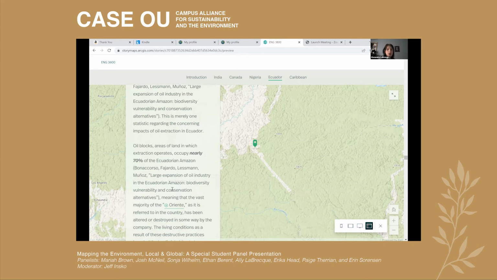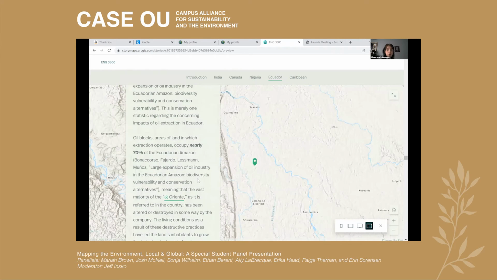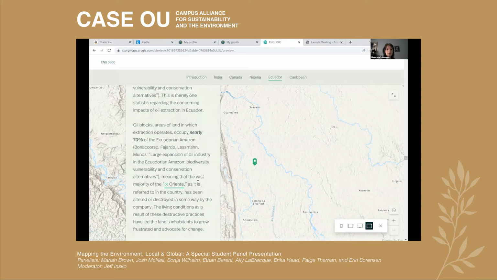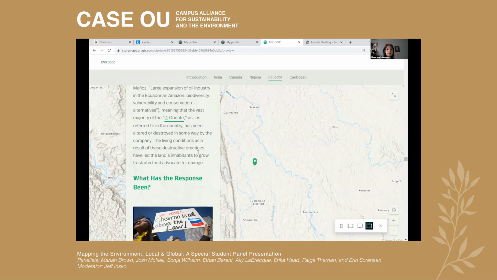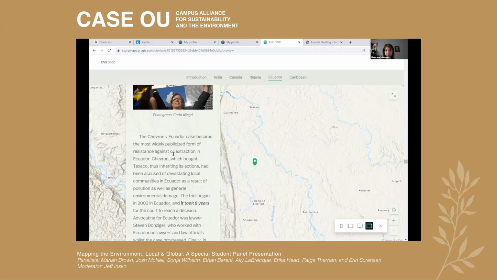And then oil blocks occupy nearly 70% of the Ecuadorian Amazon, which is right over here, the Orient, which basically means that about 70% of this entire region of land has been altered or destroyed or impacted in some negative way. And these living conditions that these people have been suffering with since around the 1970s have obviously led people to growing very upset. So now we're going to talk about the response.